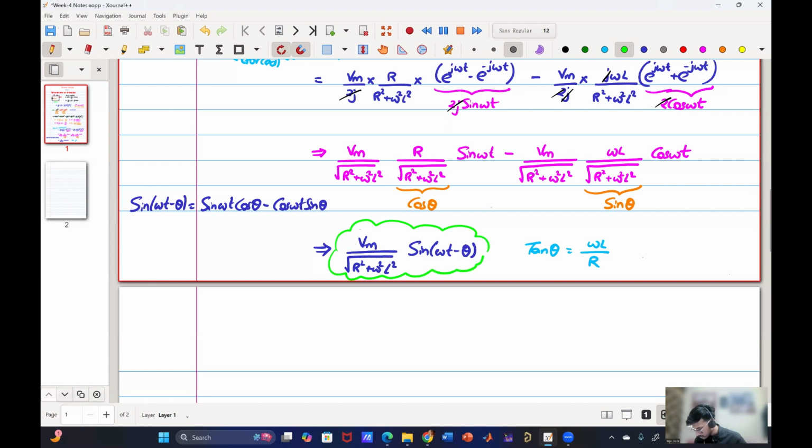How did that orange color come? I have assumed it. I have assumed it to be cos theta, and I have assumed it to be sin theta, because if this is cos theta, that will be sin theta, right? Sin square theta plus cos square theta equal to 1. I have assumed that this to be cos theta, and then that will become sin theta, because if you do sin square theta plus cos square theta, it will be 1. Clear or not clear?